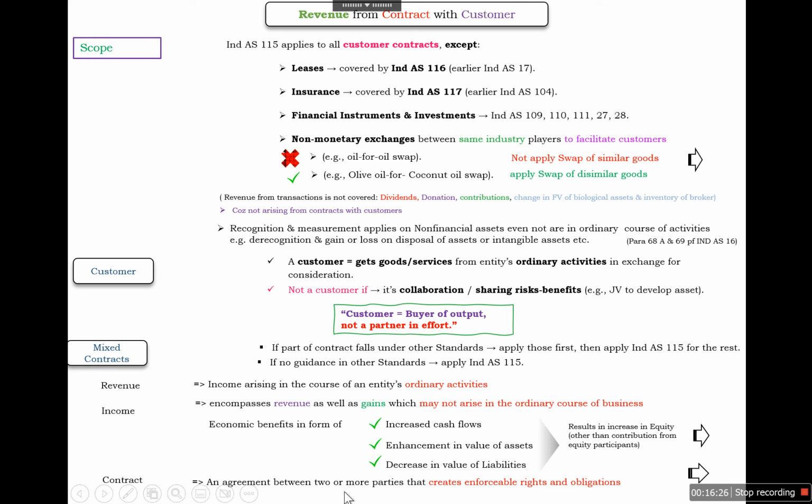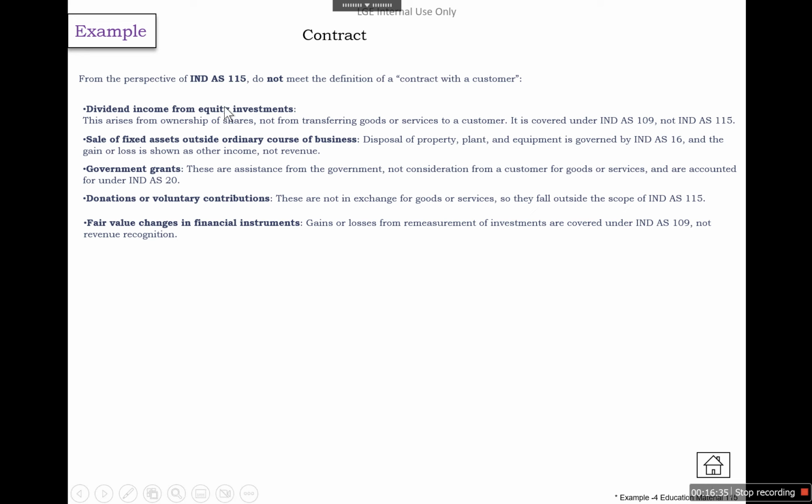And a contract is an agreement between two or more parties that creates enforceable rights and obligations. So let's take some examples on this topic also. From the perspective of Ind AS 115, the below transactions do not meet the definition of a contract with a customer, so Ind AS 115 will not be applicable. Dividend we have already discussed. Sale of fixed assets outside the ordinary course of business is specifically mentioned under Ind AS 115 as covered, but the gain or loss will be shown as other income, not revenue.